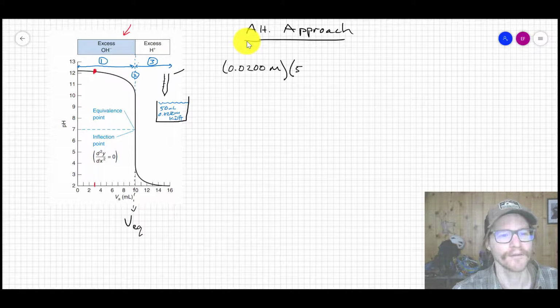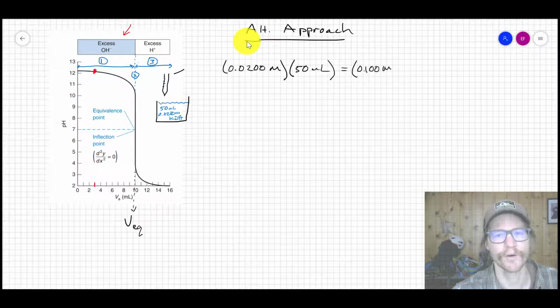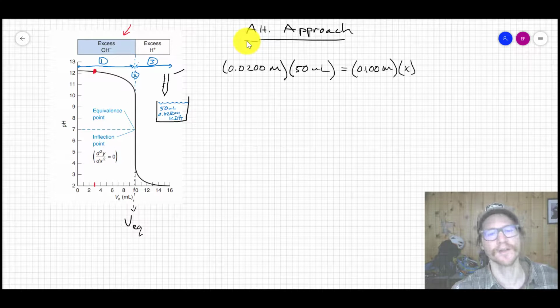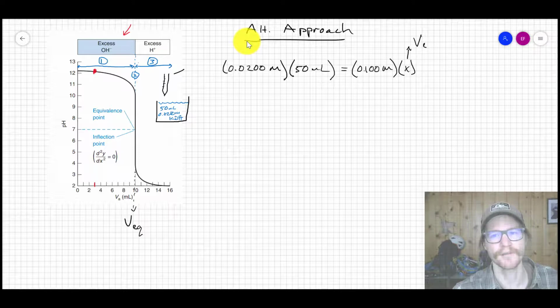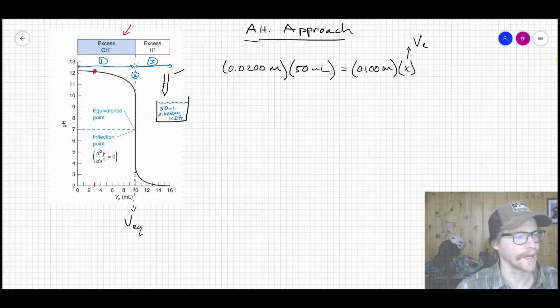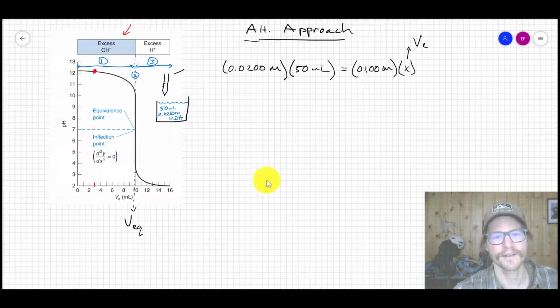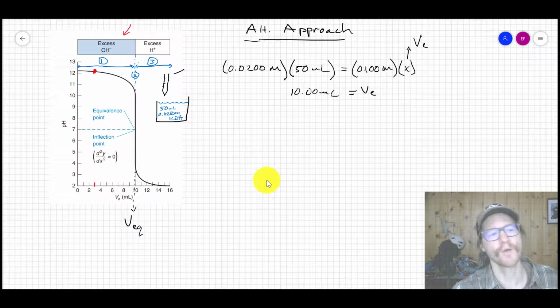0.0200 molar, and we had an original volume of 50 mils. And then we're titrating that with an acid at 0.100 molar HBr, and the volume that's used to completely titrate all of that would be X, and in this case X would also be the VE. So we could compute that. If we solve this, this gives us 10.00 mils, which is our volume at equivalence.